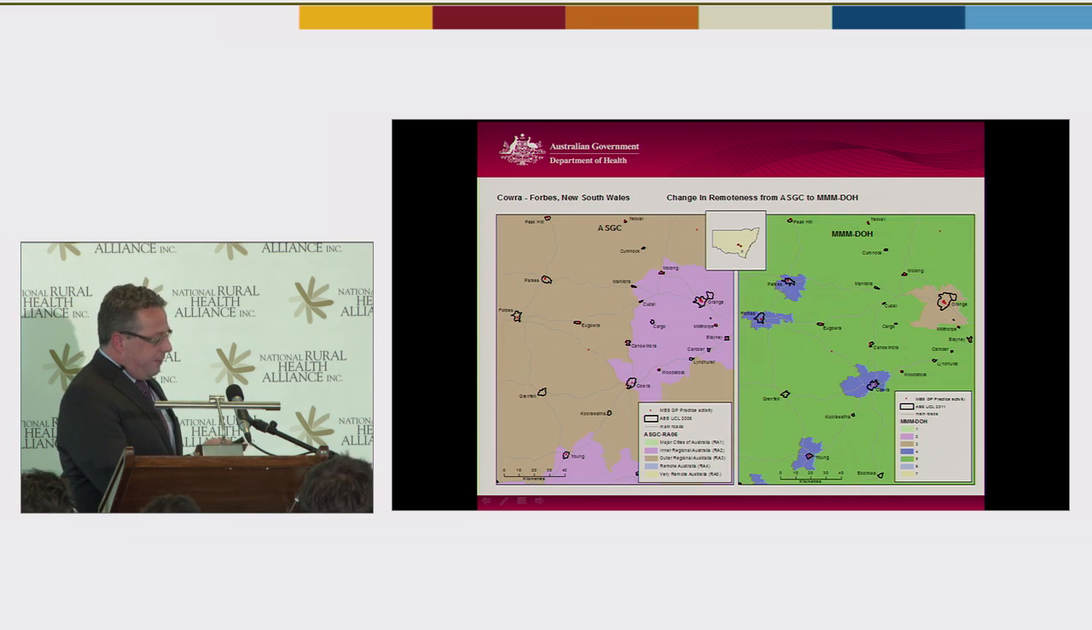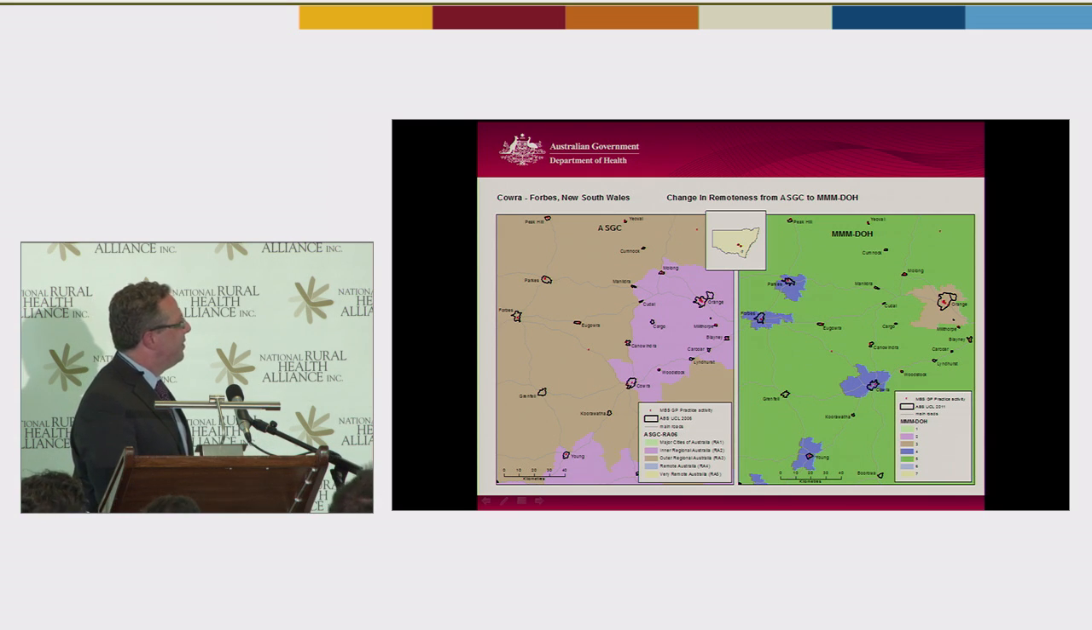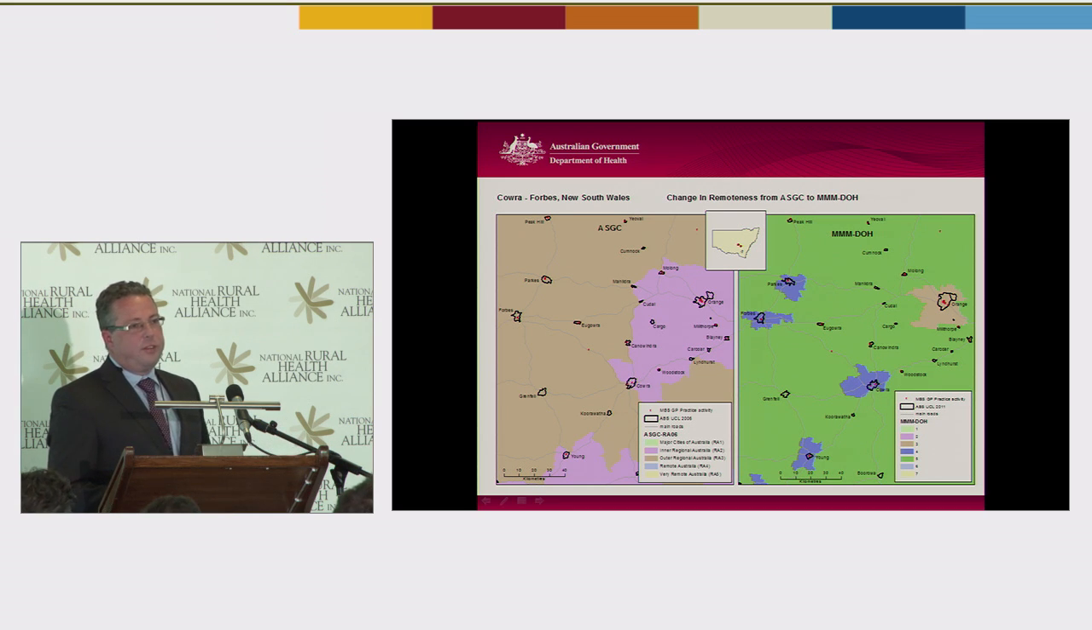So first of all, some of the effects of it. As we go through these maps, on the left-hand side is the RA 2006 version. Sorry about the names. I think you can see them if you look closely. And on the right-hand side is the Modified Monash. So let me point out a few nice little key features here.